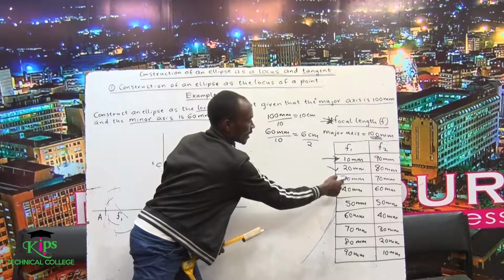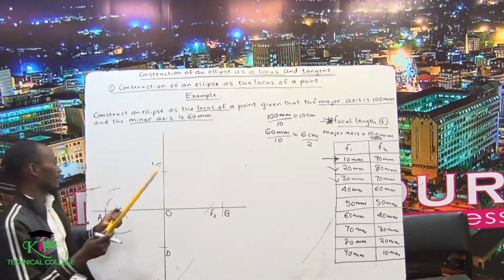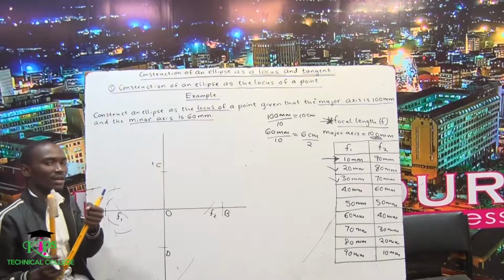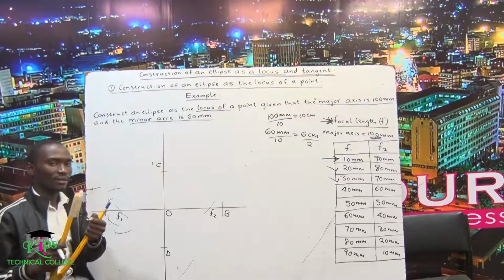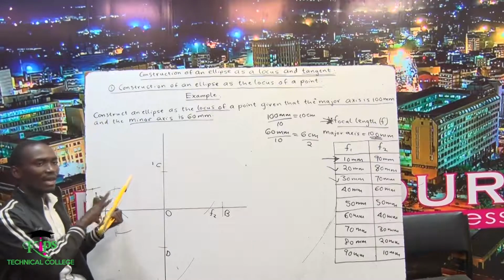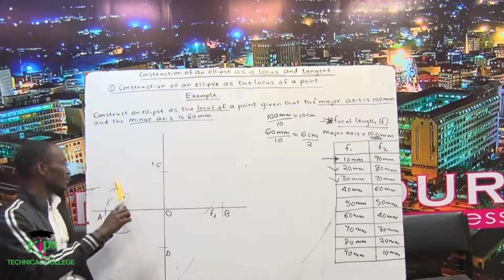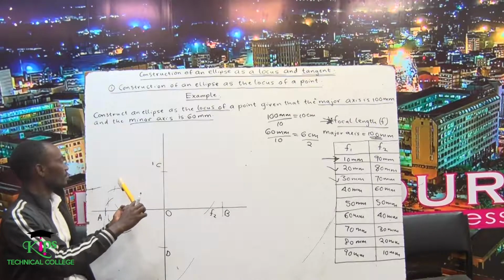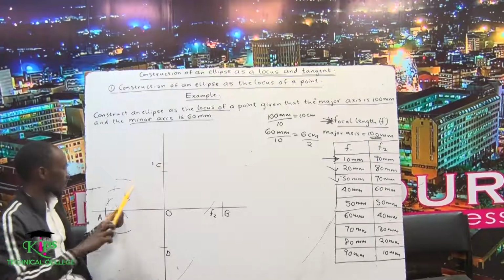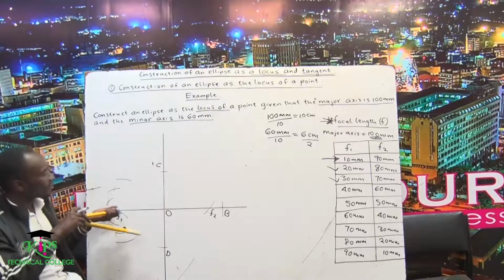F1 30, F2 70. Stepping at F1 at 30 millimeters, and you should measure from your ruler, not just transfer them. Measuring now 30 millimeters, which is 3 centimeters. Put a mark at the top, then another one at the bottom.